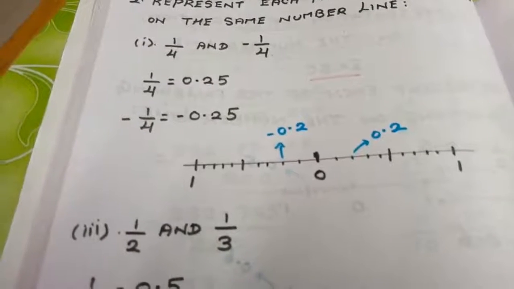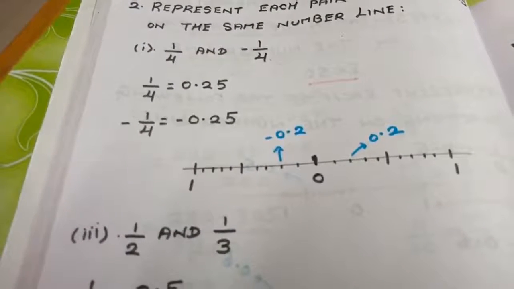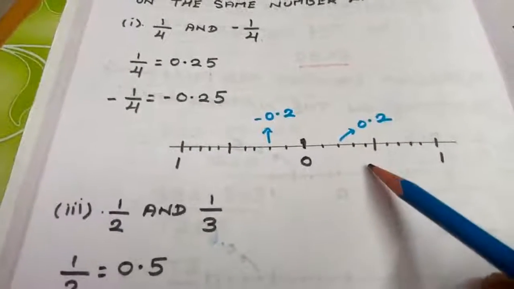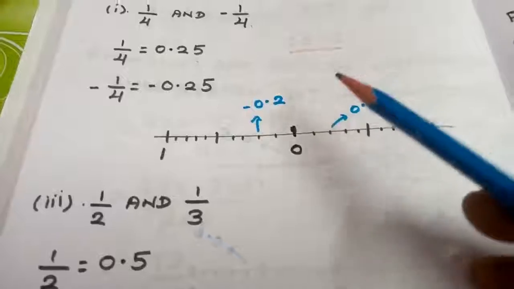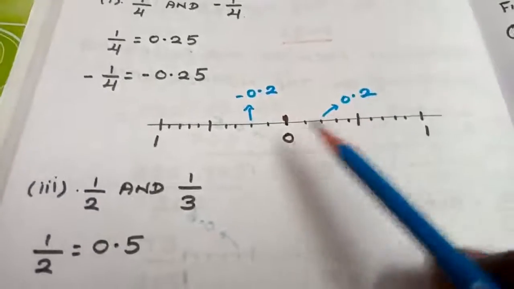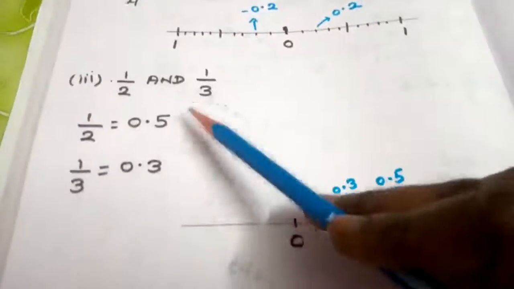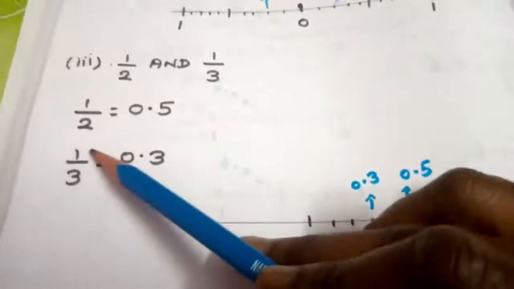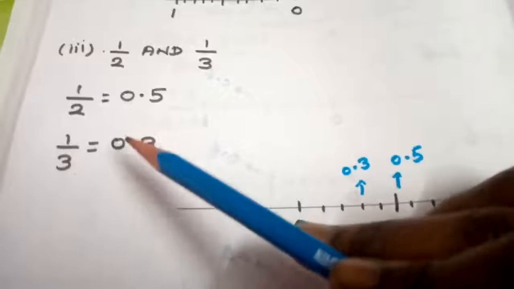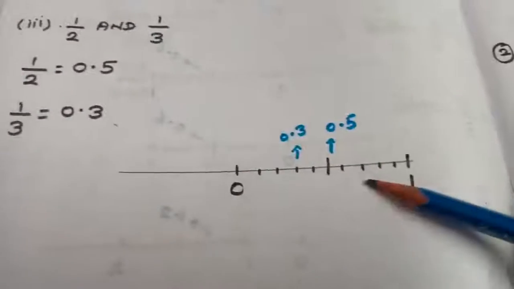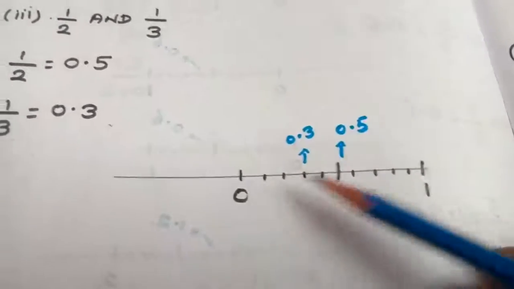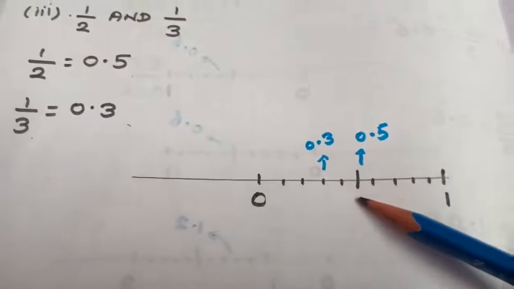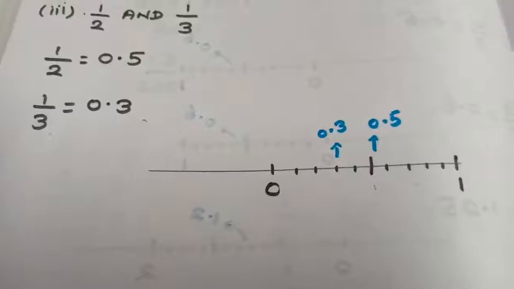Minus 1 by 4 is nothing but minus 0.25. Just mark it on the number line here, students. Instead of 1 point, you are going to mark 2 points, a positive and a negative value. In the same way, you do the next sum. 1 by 2 if you divide is 0.5, and 1 by 3 if you divide, you will get 0.3. Mark the values. In the graph I have expanded from 0 to 1 to show the decimal values. So this is a way of doing exercise 5C.